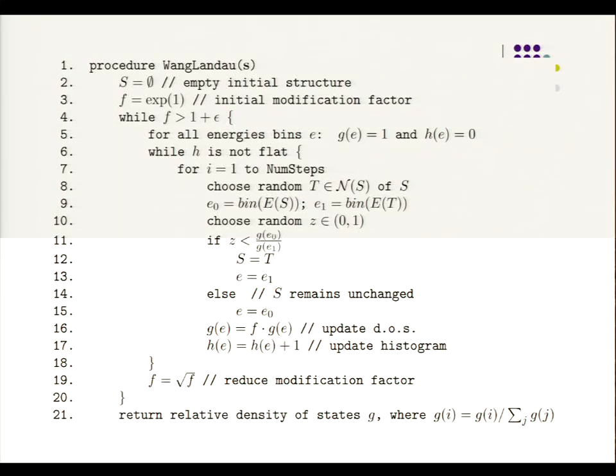So here the pseudocode simply builds in the features of Monte Carlo discussed: the modification of the histogram of the states, and the update choice, where X is changed to Y depending on a random number and g(X) divided by g(Y).